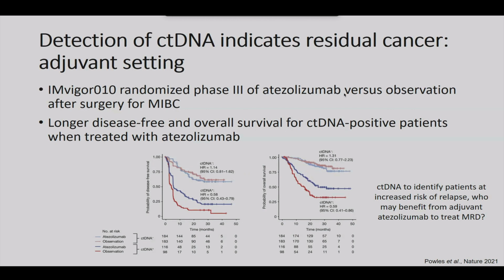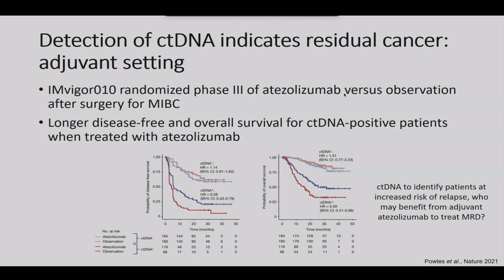So you can see that, the laser's not working very well, but the bottom set of curves on both sides, those are your ctDNA positive patients. And you can see that they seem to do better with adjuvant atezo compared to observation. So, does that suggest that maybe ctDNA could identify patients who are at increased risk of relapse and may benefit from adjuvant treatment?